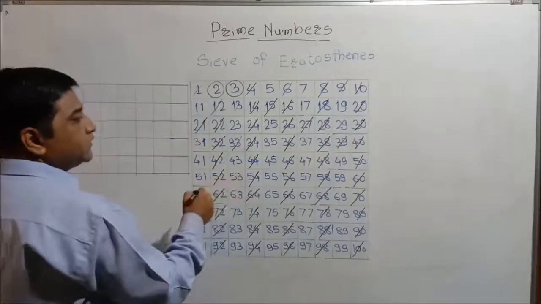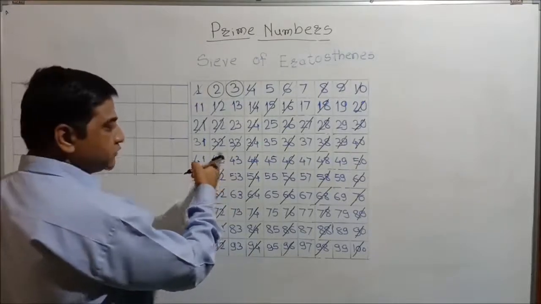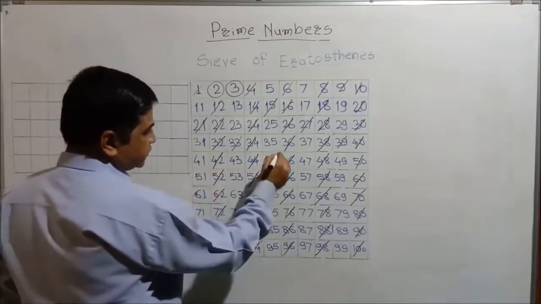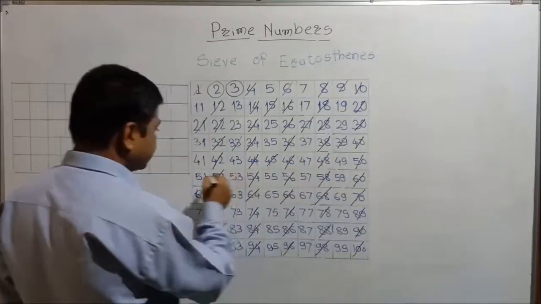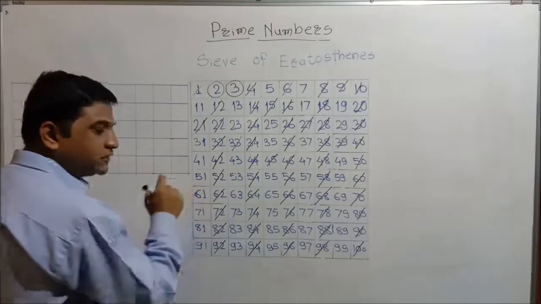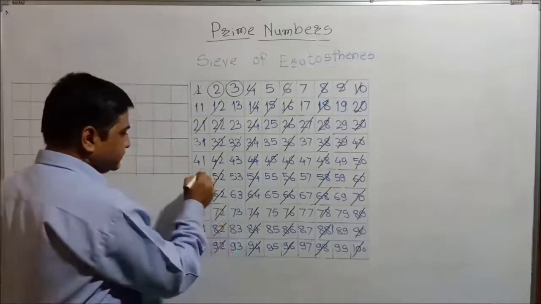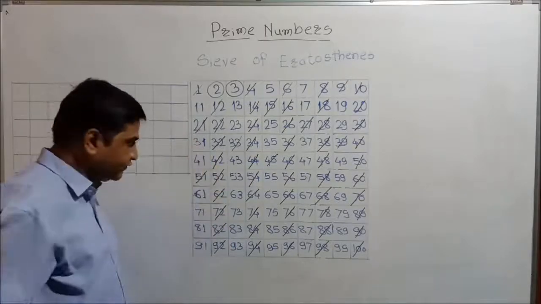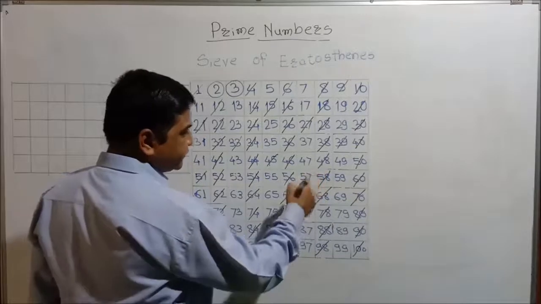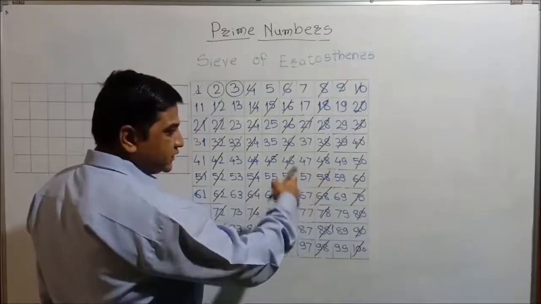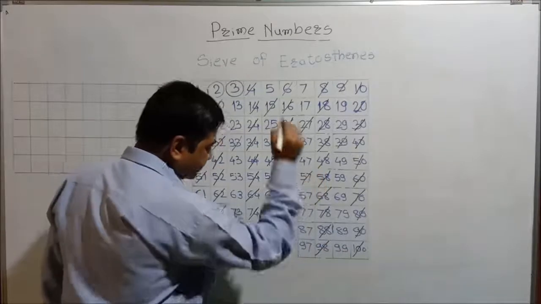Then we go for 42, but it is already crossed. Then we go for 45. 48 is already crossed. We have 51. 5 plus 1 is 6, and 6 is in the table of 3, so 51 is divisible by 3. So we are going to cross 51. Then we have 54 and 57. 5 plus 7 is 12. 12 is in the table of 3, so it is divisible by 3, so we are going to cross 57.